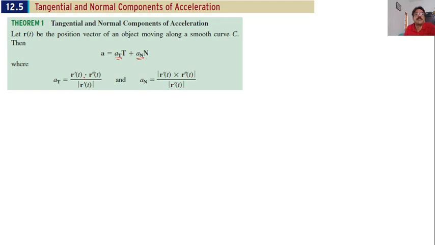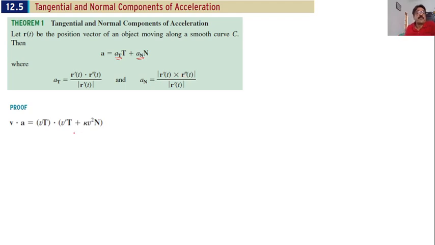So one is the dot product and this one is a cross product. Both are actually scalar quantities. So r'(t) · r''(t) is a scalar, and here it is modulus of r'(t) times r''(t); r'(t) × r''(t) is also a scalar.